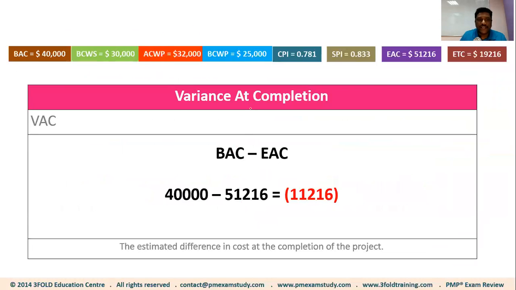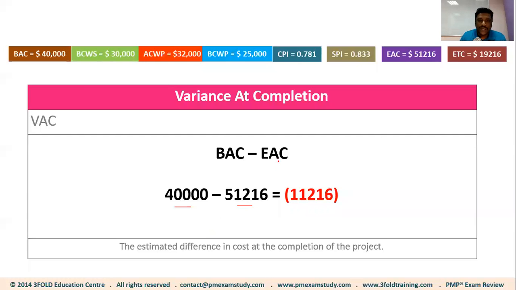What is VAC? VAC stands for variance at completion, which is nothing but, by the time we complete the project, what will be the variance? Which is nothing but how much money we will be spending on and above the original BAC. The formula is pretty straightforward. Take the BAC 40,000 minus our forecast EAC. This formula tells you that by the time you complete the project, most likely you will be spending $11,216 on and above the project budget.